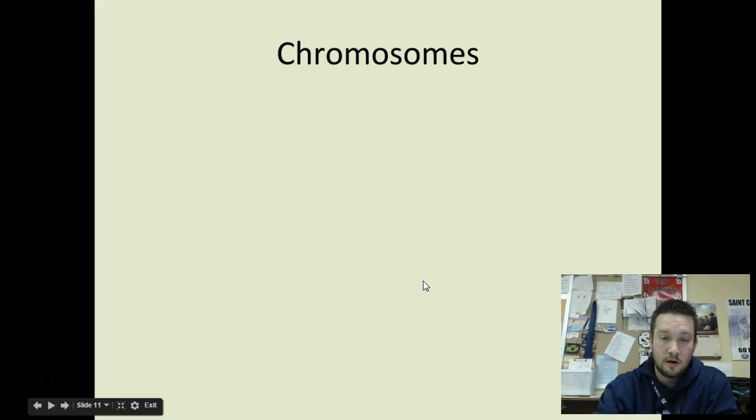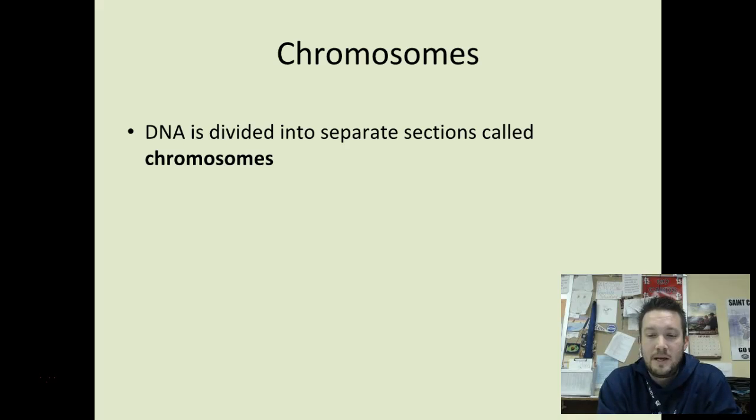So chromosomes are big chunks of DNA that are divided into separate sections. I like to think of them as like chapters in a book. You have a lot of sentences made out of words and letters in a book, but that's broken up into chapters so that it's easier to read and easier to work with.